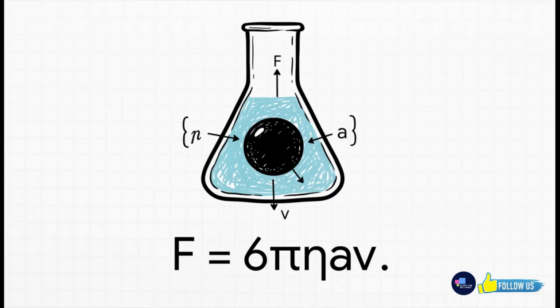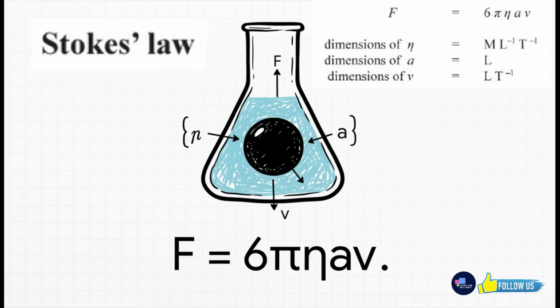So, how can we calculate that viscous drag force on the sphere once it reaches terminal velocity? For this, we use a very famous formula called Stokes' law. Let's just break it down. The viscous force F equals 6 times pi times eta, our old friend, the coefficient of viscosity, times a, which is the radius of the sphere, and finally times v, the terminal velocity.